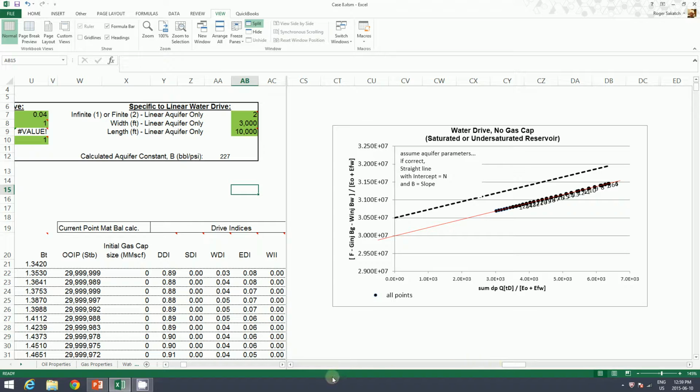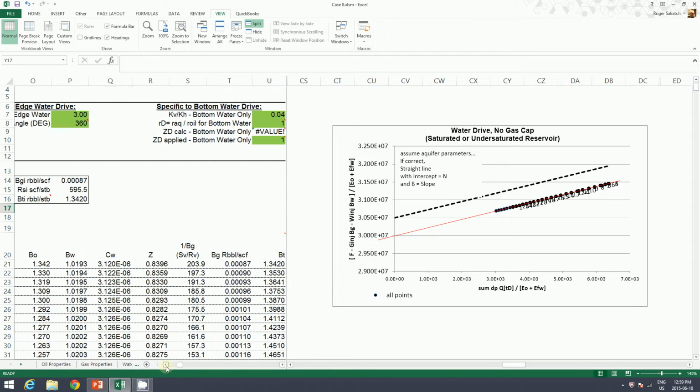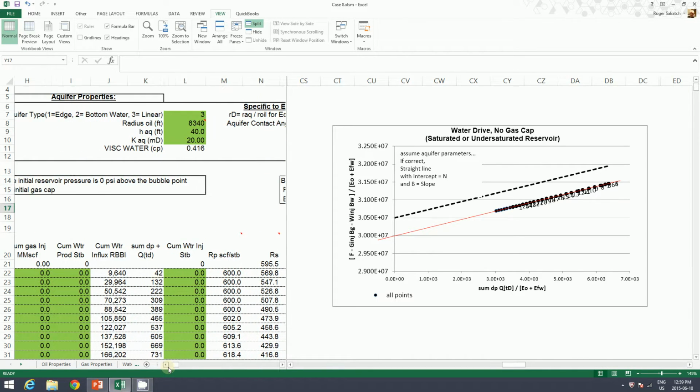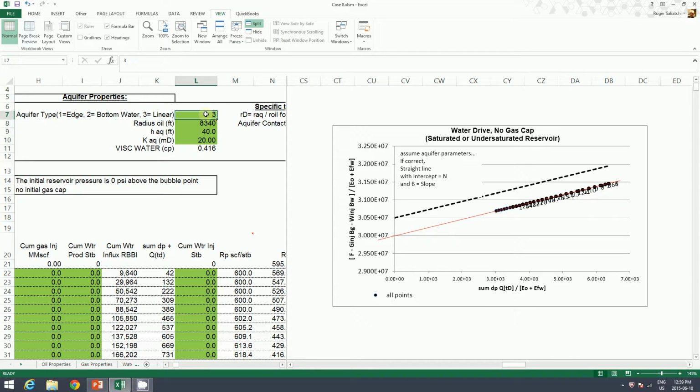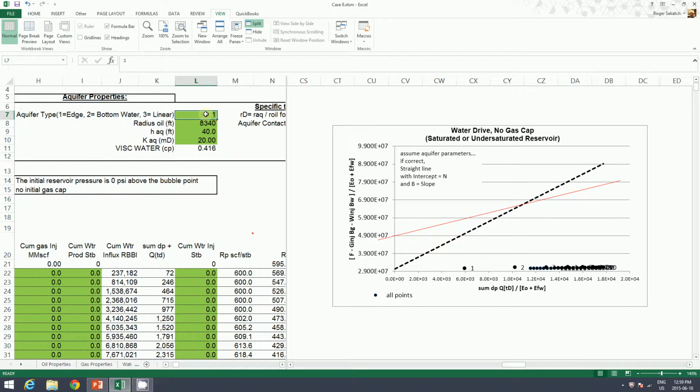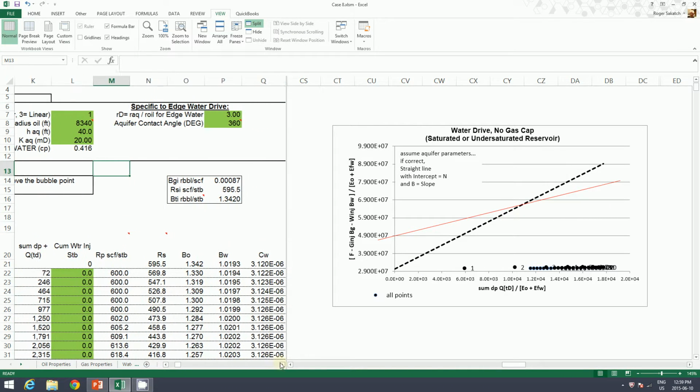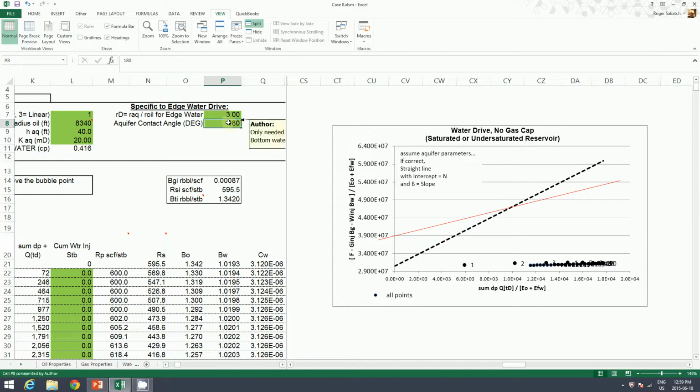Okay, what we could do, and maybe show you a little bit of this over here. What if we were to say that no, we don't believe that this is a linear aquifer at all. It's maybe an edge water drive. Well, in this particular case, it's tough to see. I could rescale things. It arguably could be straight, but the slope of that line is significantly off. So we could come in here and maybe play with the aquifer contact angle. Maybe it's 180, which will flatten out that line, but still we're significantly less.